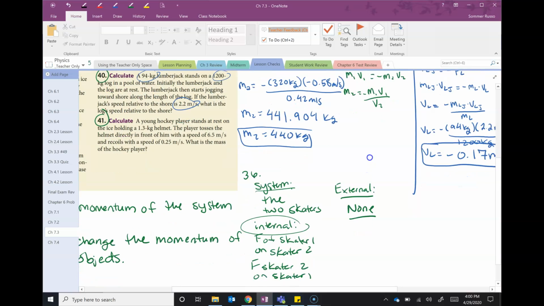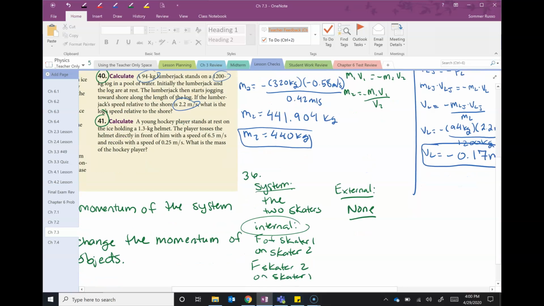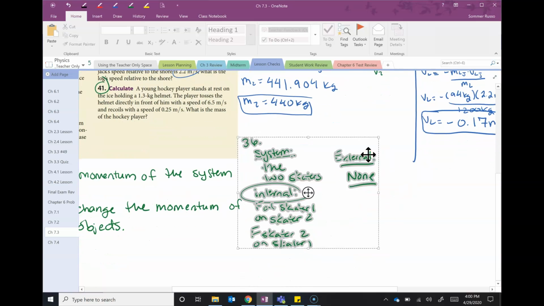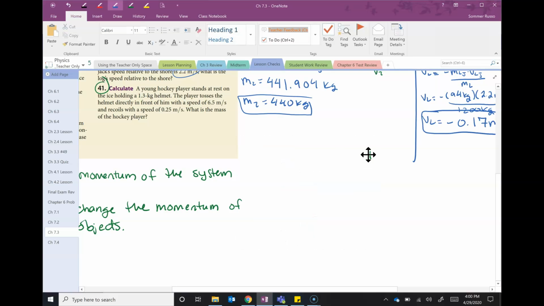All right, now we're ready for number 41. Let me just clean up my space so that you can see my work. All right, so let me do this in red. 41. A young hockey player stands on the ice holding a 1.3 kilogram helmet. So we have mass of the helmet is 1.3 kilograms.